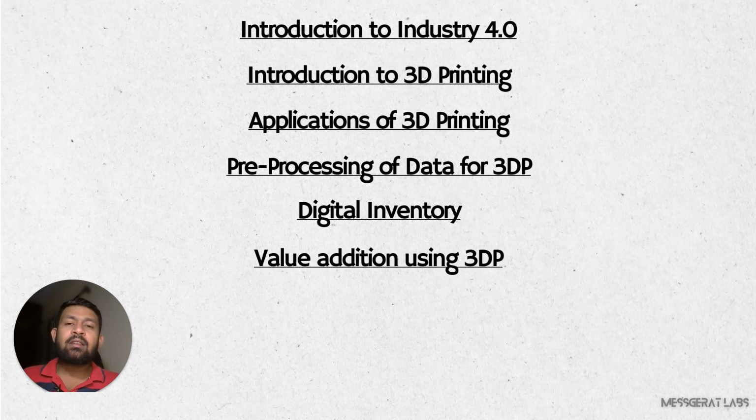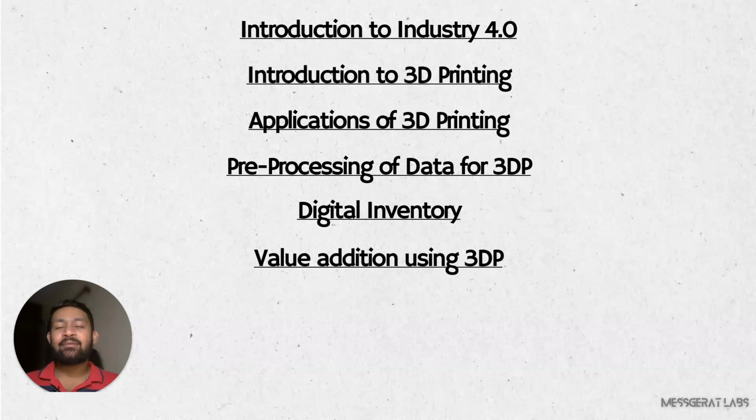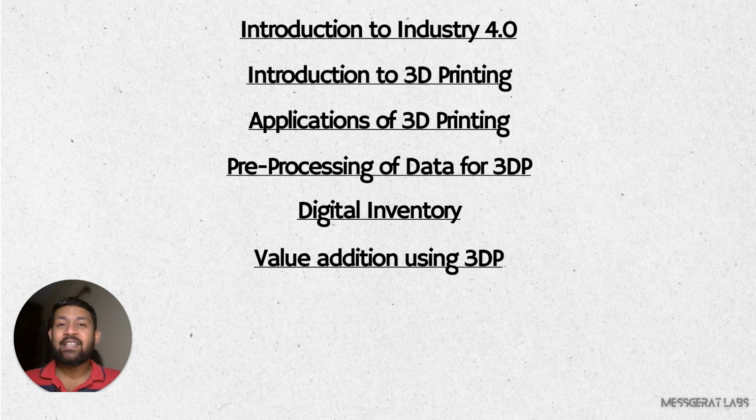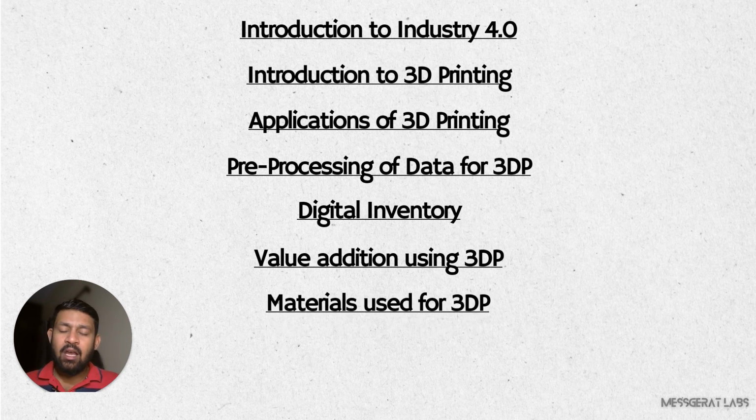Then we will learn the value addition techniques using 3D printing. When we are manufacturing a component through 3D printing, what are the different kinds of value additions that can be done? We will talk about them in this module. We will also learn about the various kinds of materials used in 3D printing, such as polymer, metal, and ceramics.